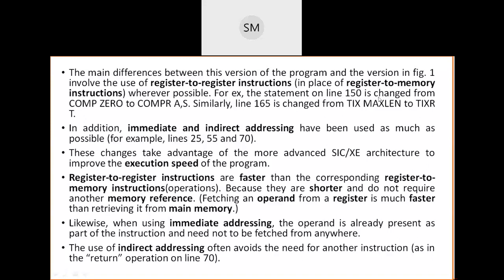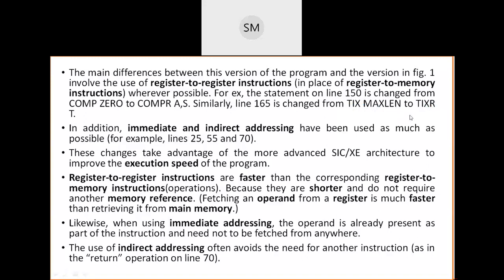For example, in line number 150, this is changed from COMP 0 to COMPR A,S. In the SIC machine program it was COMP 0, but here it is COMPR A,S. Since R is there, it compares the registers A and S. Similarly, in line number 165, earlier it was TIX MAXLEN, now it is changed to TIXR T. The only difference is that TIX increments the value of X and compares the new value of X with the memory.